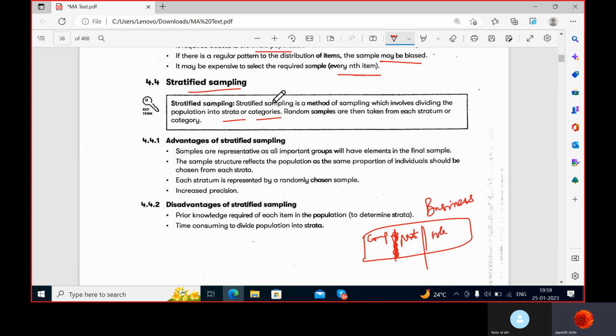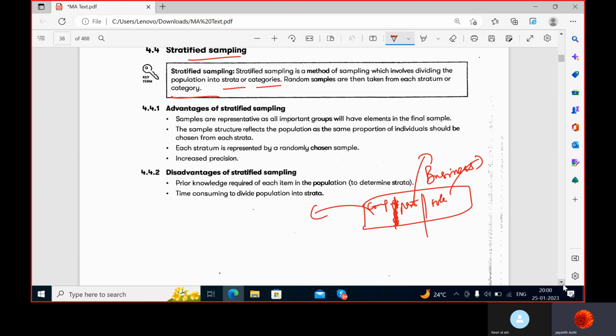Stratified sampling is a method of sampling which involves dividing the population into strata or categories. Random samples are then taken from each stratum or category. Then I'll pick one company, one partnership firm, one sole trading firm. What I'm picking, I don't know what I'm picking. That is random. First, dividing the population into categories and then picking samples out of them, and you're not aware of what you're picking. That has the characteristics of random sampling. Now, advantages. Whenever I'm progressing, I'm seeing some refinement in my sampling. Samples are representative, as all important groups will have elements in the final sample.